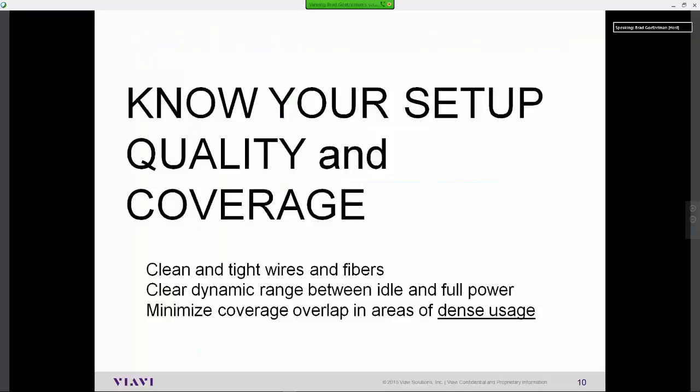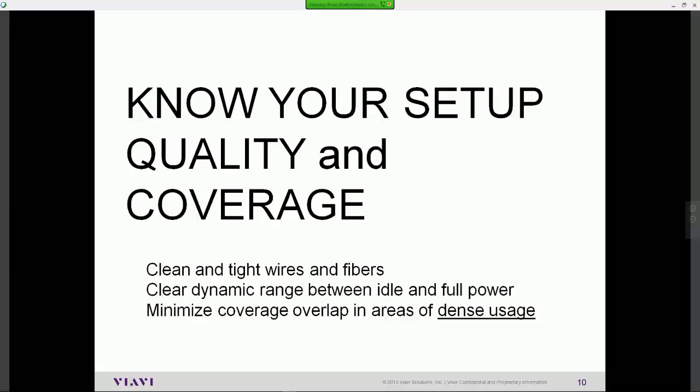So ultimately what it comes down to as far as your best insurance to prevent interference is to know your setup quality and the coverage that it was intended to cover within your network. So that means clean and tight wires and fibers, clear dynamic range between idle and full power. When I basically make reference to that, I'm oftentimes thinking in terms of DAS systems and also my test equipment.